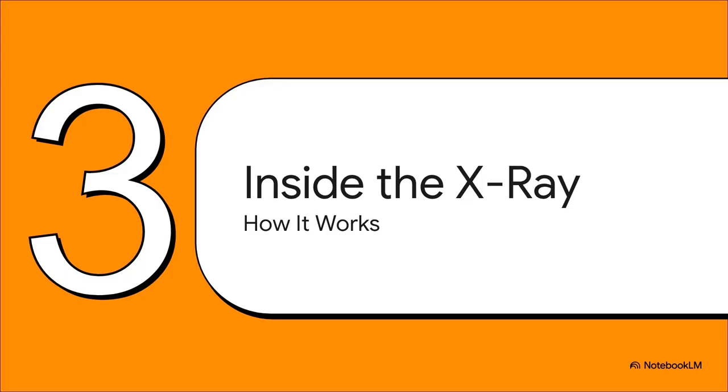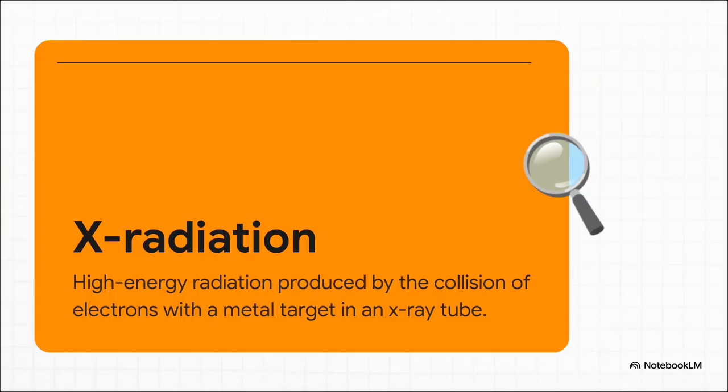So, in honor of sacrifices like his, let's take a closer look at the science they helped bring to light. How does an X-ray machine actually work? What's going on inside that tube? Okay, so in simple terms, X radiation is basically a beam of super high energy light, for lack of a better word. It's a form of electromagnetic radiation, and it's made when a stream of really fast electrons smashes into a metal target. And that all happens inside an X-ray tube.